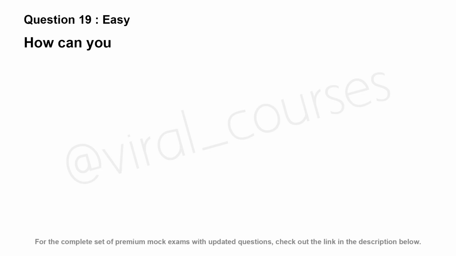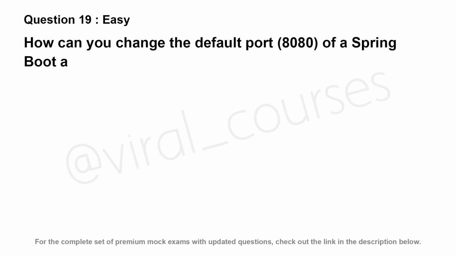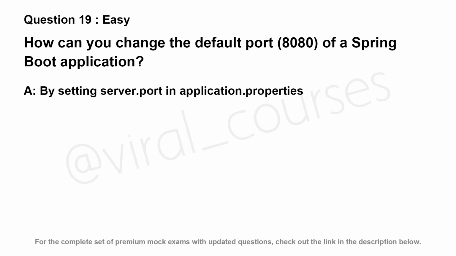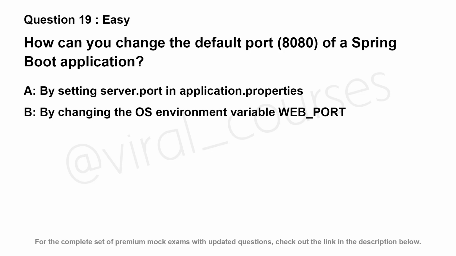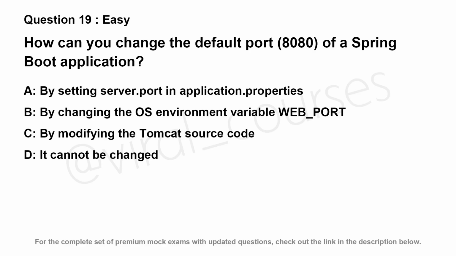How can you change the default port, 8080, of a Spring Boot application? Option A. By setting server.port in application.properties. Option B. By changing the OS environment variable web_port. Option C. By modifying the Tomcat source code. Option D. It cannot be changed.